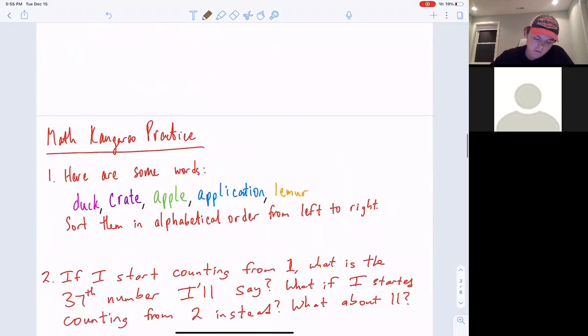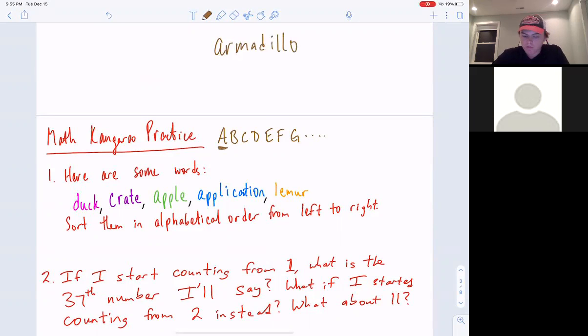We have the alphabet, which goes A, B, C, D, E, F, G, and so on. And when you sort words in alphabetical order, what that means is you would put a word that starts with A before a word that starts with B. And so the word armadillo would come before the word bone.